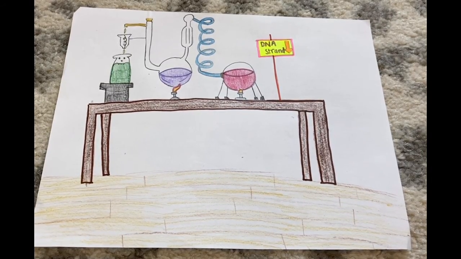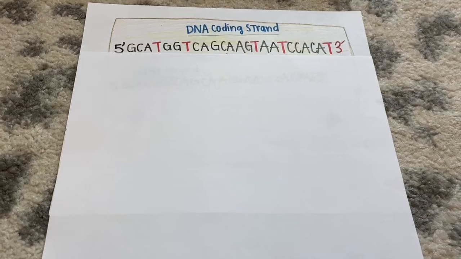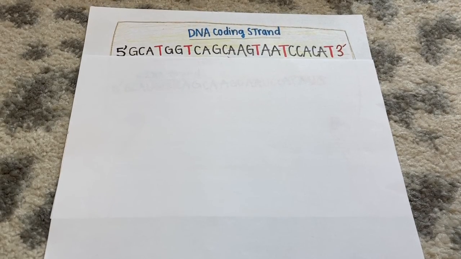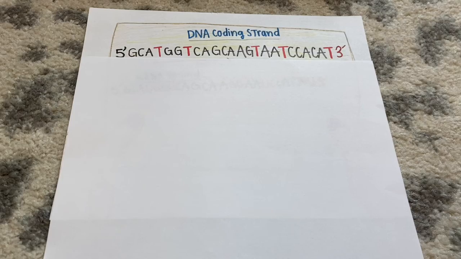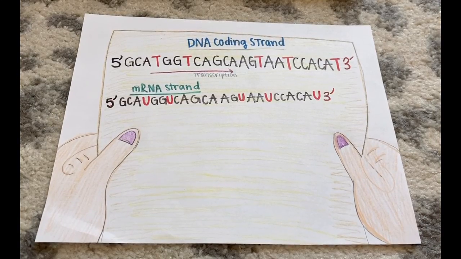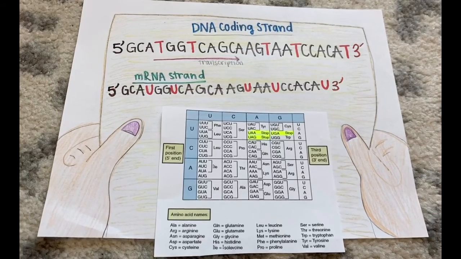Oh no, we're going to need to identify the reading frame. But this is just his DNA sequence, and after we transcribe it, all of the thymines will become uracils. This is the transcribed mRNA sequence. Oh, and luckily I brought my amino acid chart.